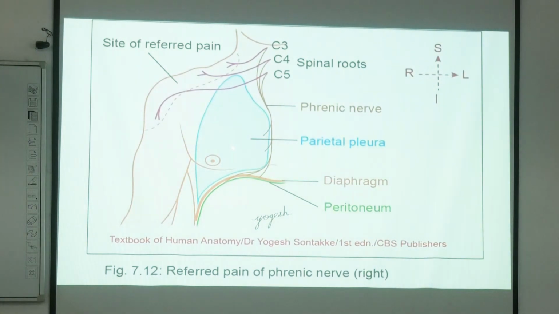Okay, now referred pain. The parietal pleura, mainly the mediastinal pleura or some part of the diaphragmatic pleura, is supplied by the phrenic nerve C3, C4 and C5, and these roots also supply the lower part of the neck and shoulder region. So in case of pleural injury, there will be referred pain in the lower part of the neck and the shoulder region.